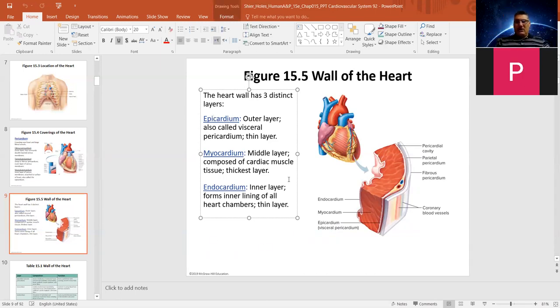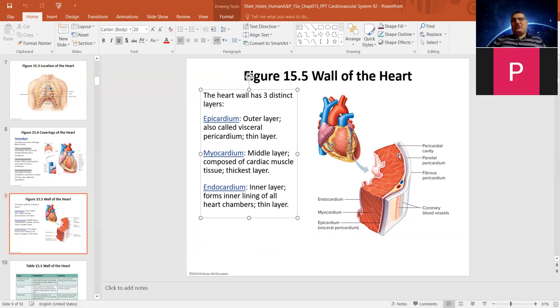Here is the epicardium, the outermost. This epicardium being the outermost is the inner layer of the pericardium. Look, here is the parietal pericardium, and this is the visceral pericardium. Is this the visceral pericardium or the epicardium? Both of them. It is because it's adherent to the heart. So we count it both ways. Okay?